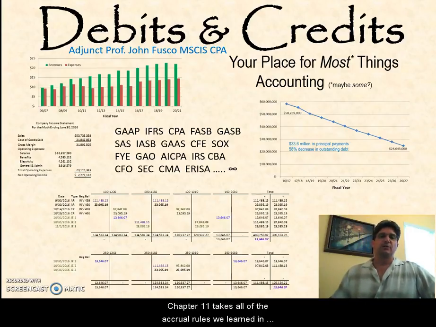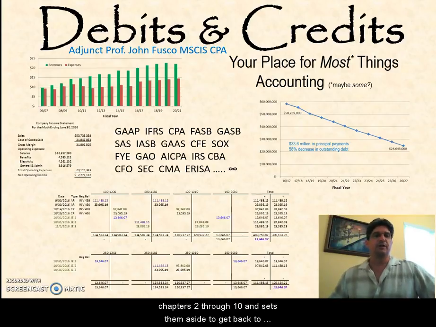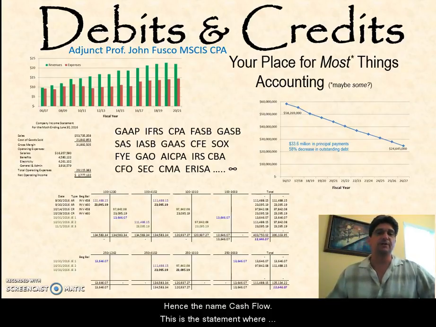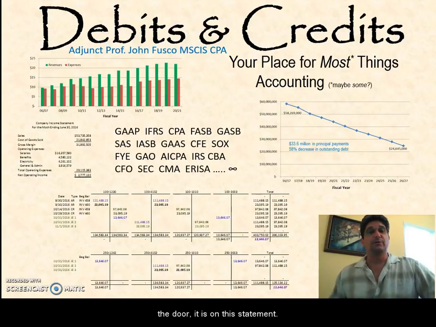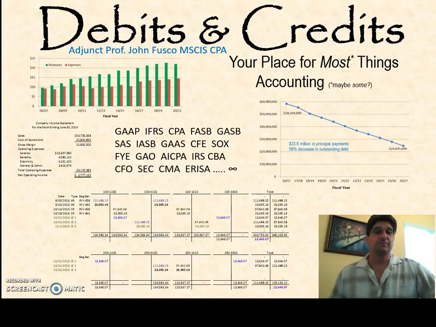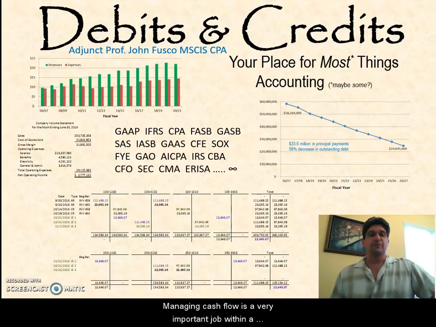Chapter 11 takes all of the accrual rules we learned in chapters 2 through 10 and sets them aside to get back to cash basis. Why? Because the statement of cash flows provides vital information regarding what happened to cash, hence the name cash flow. This is the statement where nothing is hidden. If a dollar came in or went out the door, it is on this statement. Managing cash flow is a very important job within a business.